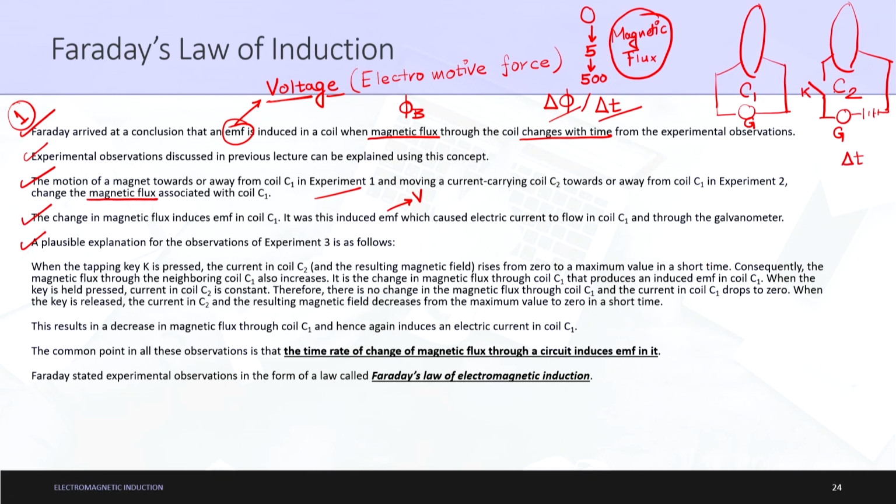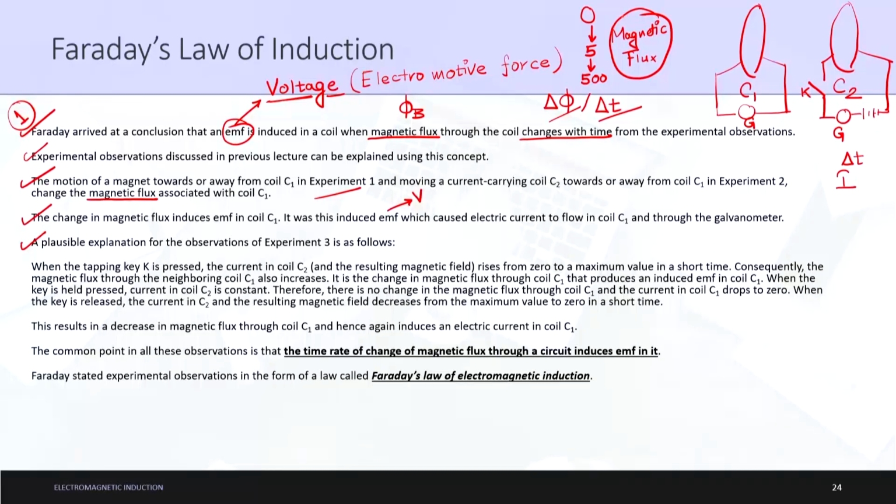In that time, as the circuit is completed, I am explaining this C2 coil here. When that circuit is completed, there will be a current I flowing through the circuit. Due to the current flowing in the circuit, there will be a change in the magnetic field surrounding the coil C2. Due to this change in magnetic field surrounding C2, there will be a change in the magnetic flux. Because of the change in magnetic flux with time, there will be an induced current in coil C1.